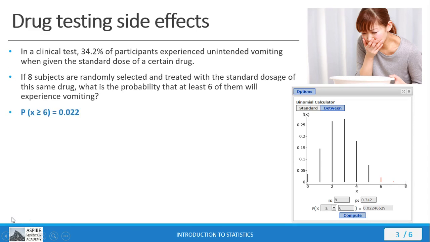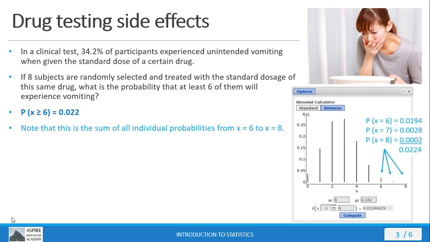So we can see here, we just put everything in, the probability that at least 6 of these 8 randomly selected subjects will experience vomiting is 2.2%. Note that this is the sum of all the individual probabilities from x equals 6 to x equals 8. The question that we were asked was the probability that at least 6, that means 6 or more. So it's 6 and 7 and 8. And if you just take those individual probabilities for those random variables and add them together, you get the total for what you see in StatCrunch.